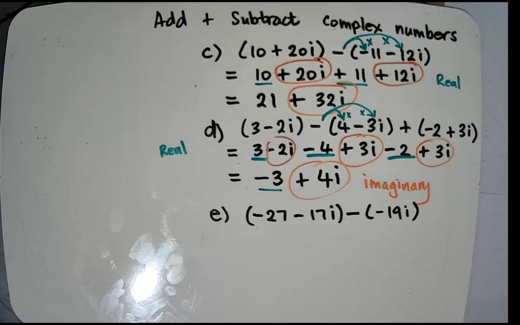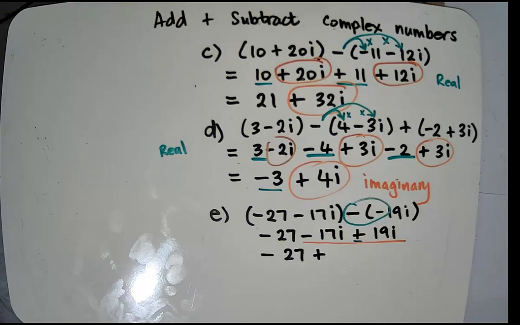Here we go. E. Pause the video. Do attempt this one. Notice once again we have a negative. So we can see at the end there we're going to get a positive 19i. So that first bracket will remain the same, plus 19i. The real part is minus 27 and the imaginary part will be 2i.